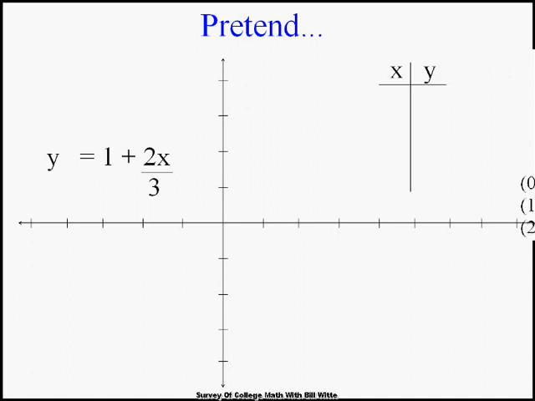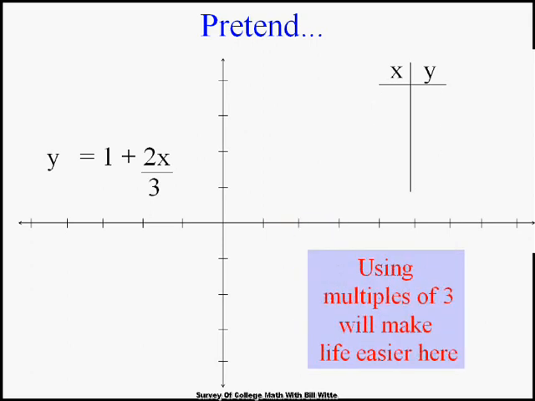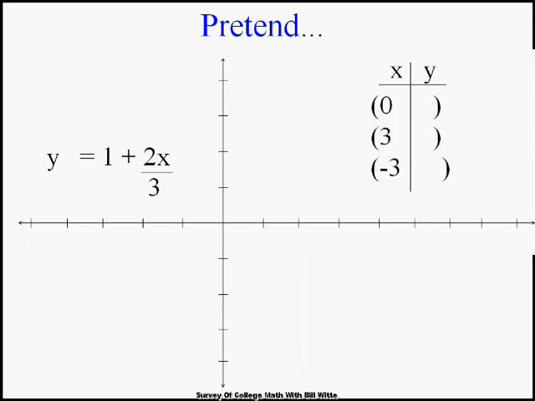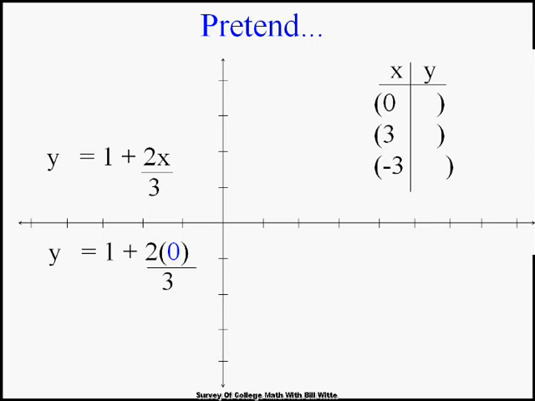I want you to think what you're going to put in. You can put in anything you want. We could put in 0, 1, and 2. We could do that. But it might make life easier here if you put in multiples of 3, because it'll cancel out the fraction. So just consider that. Always try to make life easier for you. You'll have less errors. So I'm going to put in 0, 3, and negative 3. I could put 0, 3, and 6, but either one is fine.